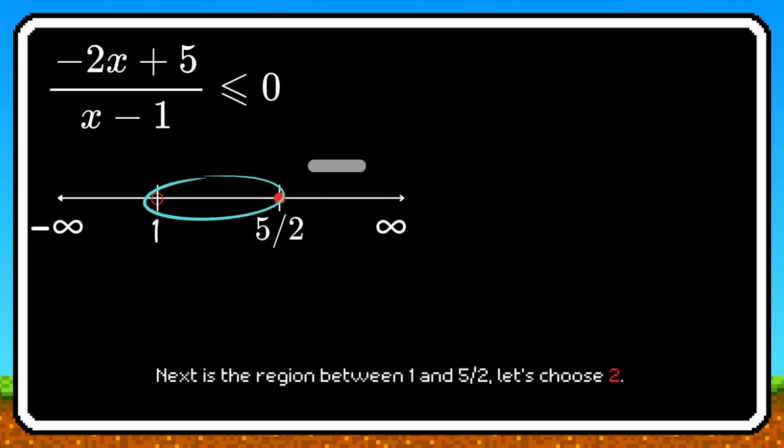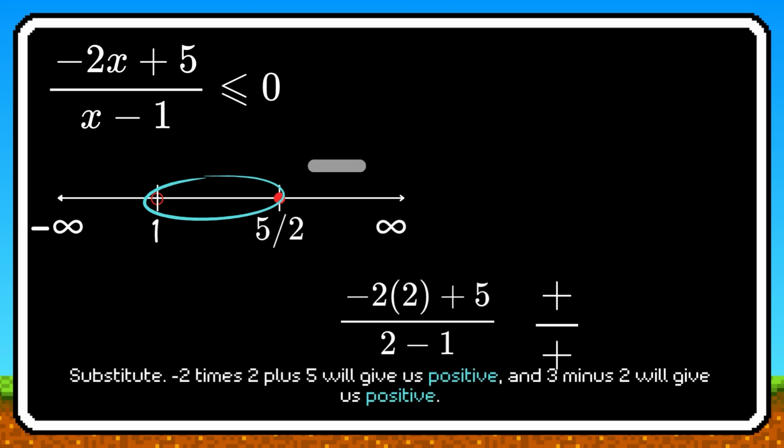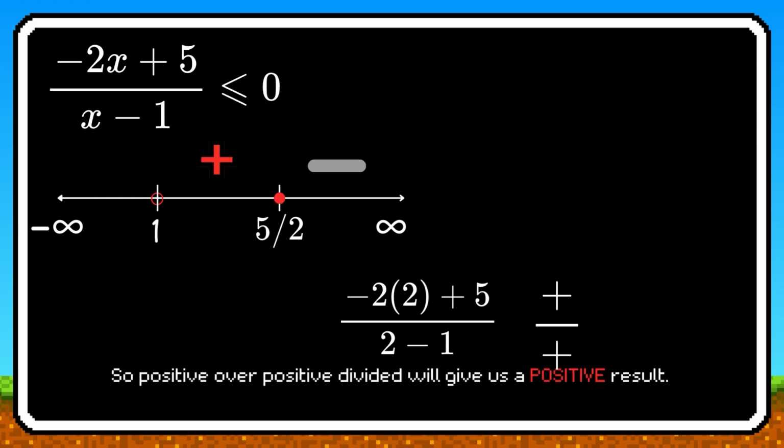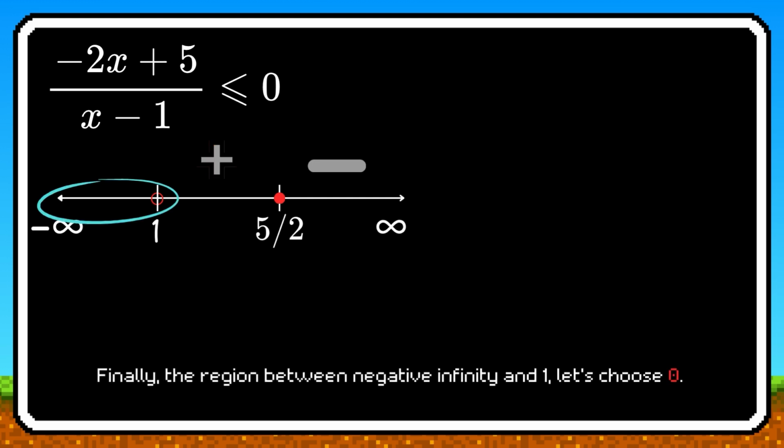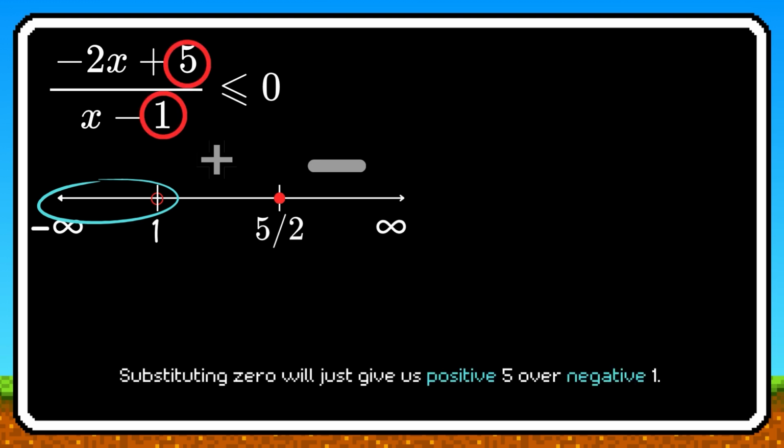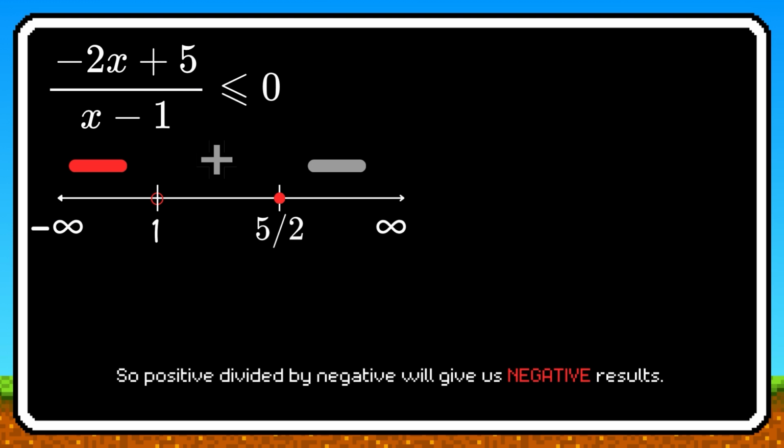Next is the region between 1 and 5 over 2. Let's choose 2. Substitute. Negative 2 times 2 plus 5 will give us positive, and 3 minus 2 will give us positive. So positive over positive will give us a positive result. Finally, the region between negative infinity and 1, let's choose 0. Substituting 0 will just give us positive 5 over negative 1, so positive divided by negative will give us a negative result.